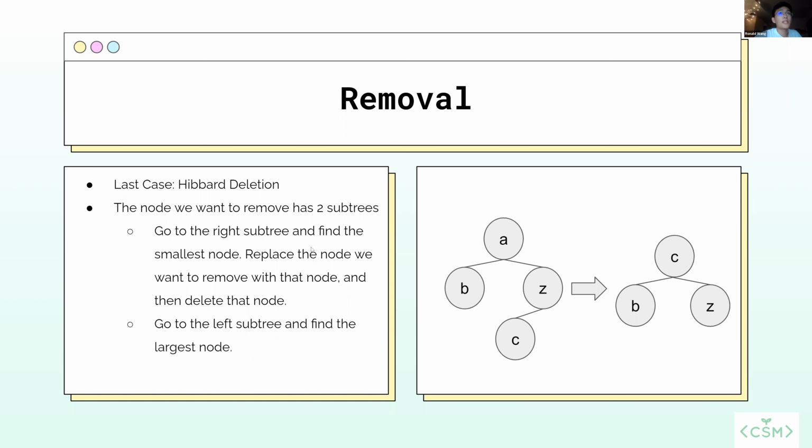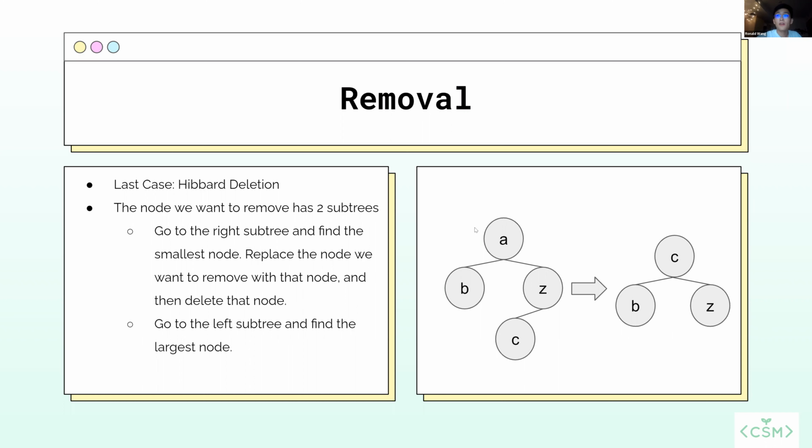Once we have found the smallest value, we're going to go back to our original node, the node that we're trying to delete. We're going to replace the value in that node with the value of the smallest value that we just found. Then we're going to remove the node with the smallest value. We're going to delete that node.